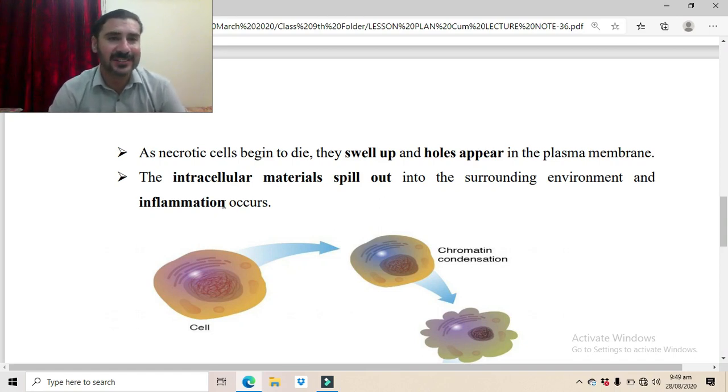Inflammation, we have already discussed that this is a condition in which there is pain, hotness, redness, and swelling. So, in the case of necrosis, the inflammation will occur.